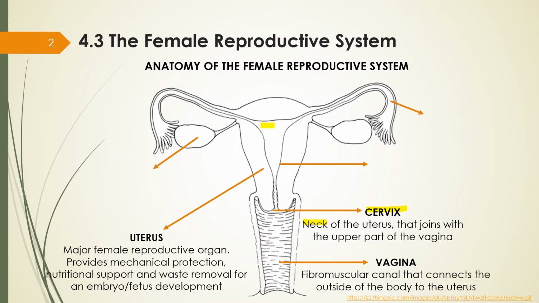Okay, so this whole cavity here is the uterus. It is the major female reproductive organ. Why is it the major? Because it provides mechanical protection, nutrition support, and waste removal for embryo and fetus development. So it's here where the fetus will develop, okay? So this is where the baby will grow inside the mom.